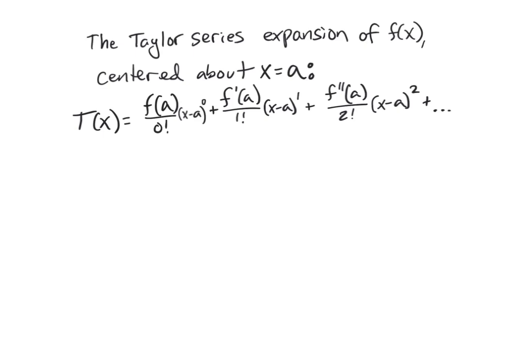So the Taylor series expansion is equal to the function evaluated at the central value a. a is arbitrary. We can choose it to be anything. Divided by 0 factorial times x to the 0th power, plus the first derivative evaluated at a, divided by 1 factorial times x minus a to the first power, plus the second derivative evaluated at a over 2 factorial times x minus a squared, and so on for increasing values of the factorial in the bottom, the number of derivatives you take, and the power of the x minus a term.